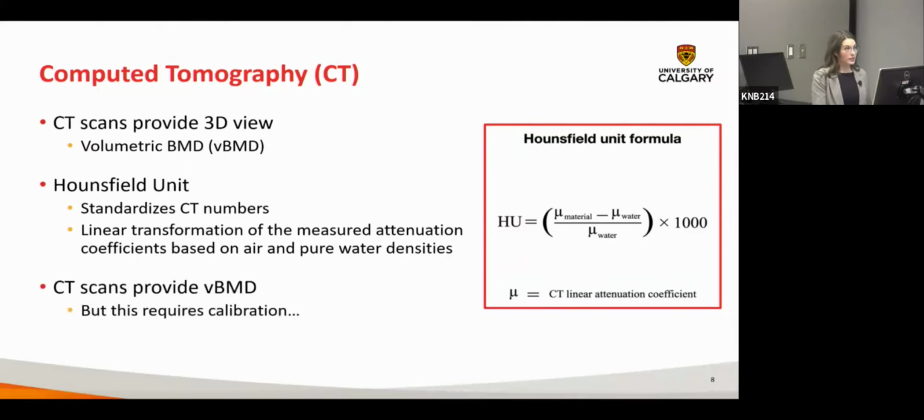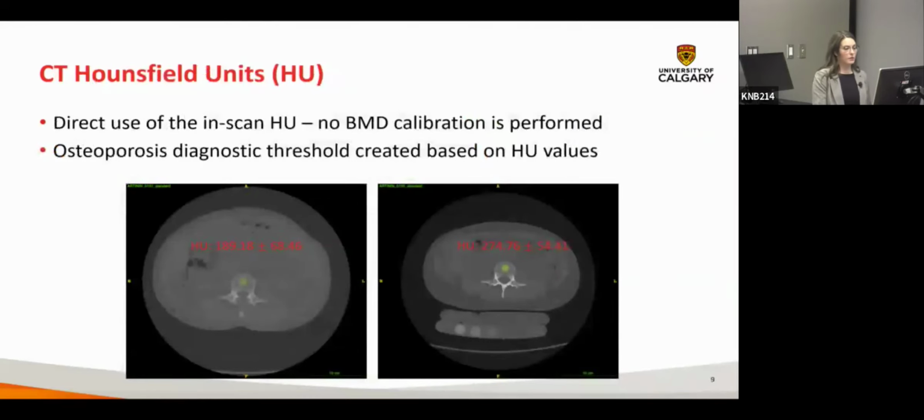With CT, if we want to get to BMD, we would have to convert those Hounsfield units to BMD. But since Hounsfield units are somewhat of a measure, a surrogate can be used for BMD. The nice thing about using Hounsfield units as a surrogate for BMD, and then extrapolating that to osteoporosis screening, is that you can use it directly from the scan, so no BMD calibration is performed. I'm going to talk about calibration momentarily. There are also some studies that have suggested thresholds you can apply to the Hounsfield units as an indication of whether a person has osteoporosis or not.